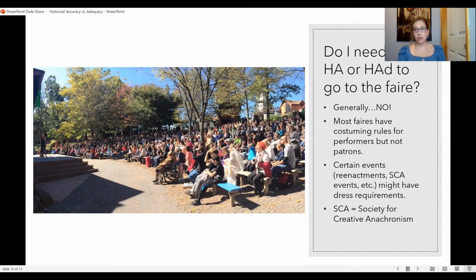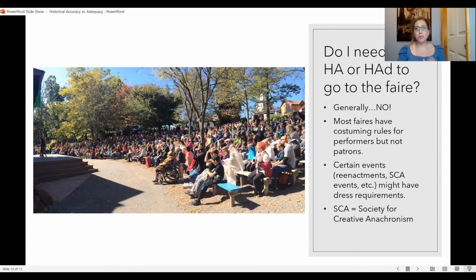So this is a picture from the Pennsylvania Renaissance Fair. You'll see in the picture, we have a nice young gentleman slouching in the front with high socks. We have what kind of looks like a medieval princess somewhere in the audience. I think we can see a pirate somewhere in there.